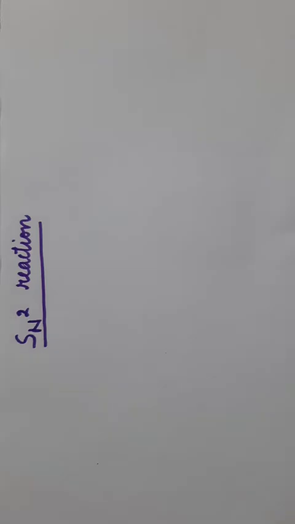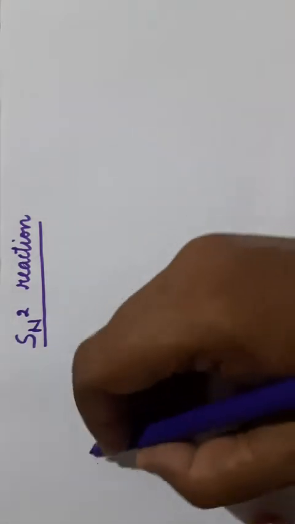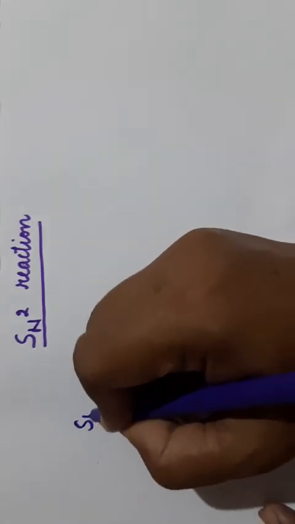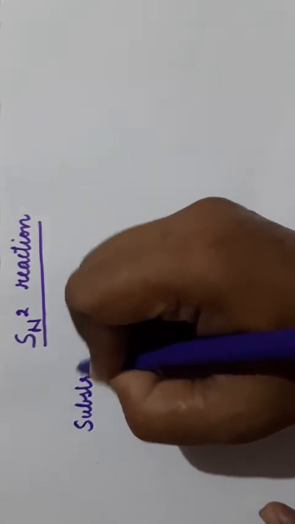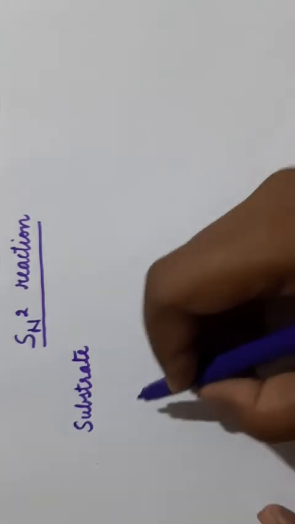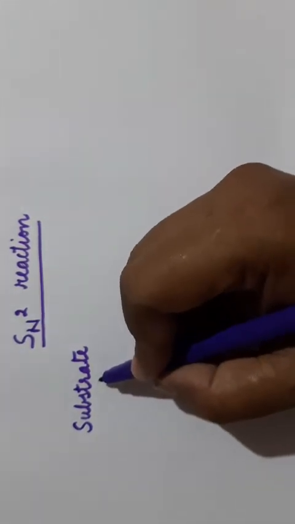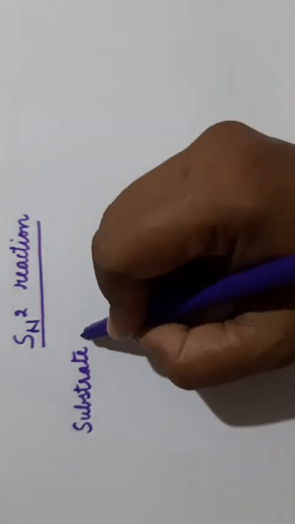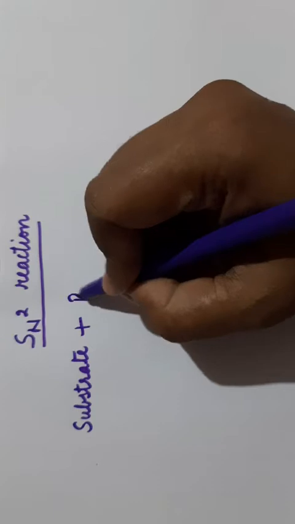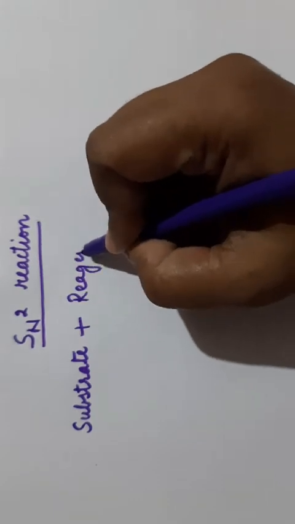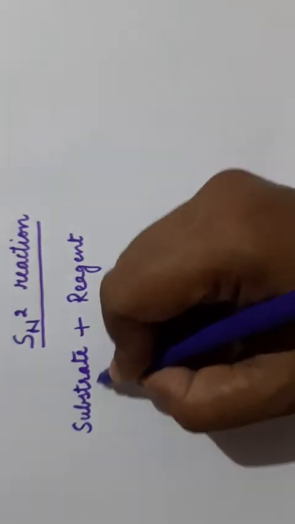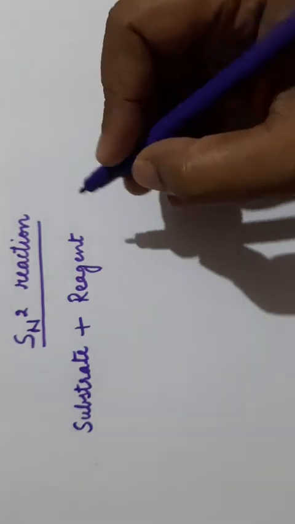So what happens in any organic reaction? First we will discuss that. Suppose there is a substrate here. In any organic reaction there is a substrate, which is the main compound involved in the reaction, or whose reaction we are studying. There is an attacking reagent, which is a substance that attacks on the substrate and produces the product.